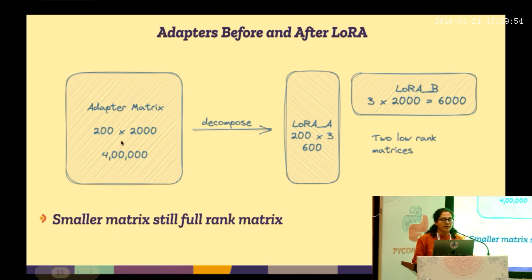Like if your adapter matrix is of size 200 cross 2000, which is basically carrying about 4 lakh parameters, you decompose it into two small low rank matrices. You choose a rank, it's a hyperparameter. Let's say R is equal to 3, then your LoRA A is 200 cross 3 and LoRA B is 3 cross 2000. So essentially you're carrying 600 plus 6000 parameters, about 6600 parameters in total.